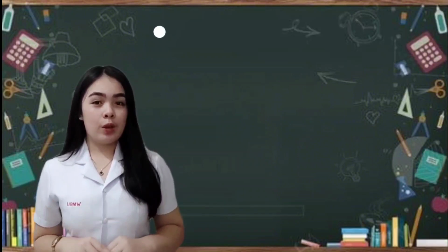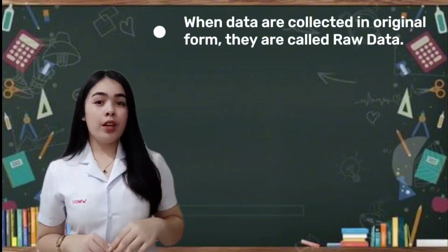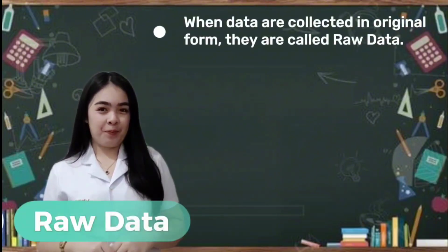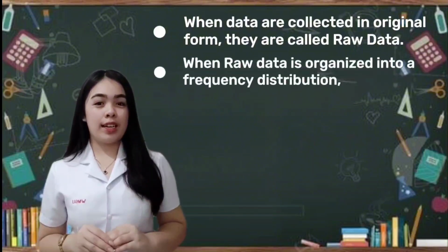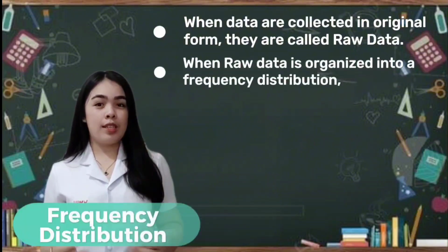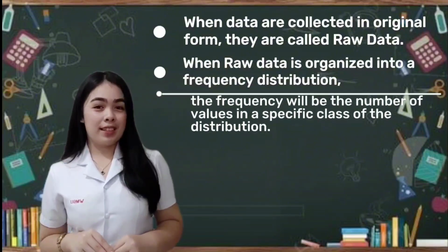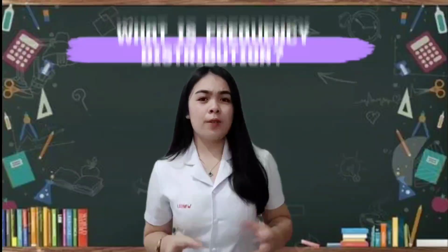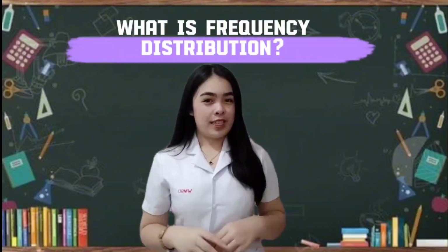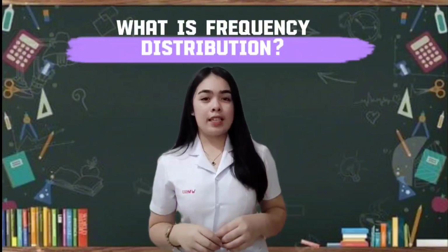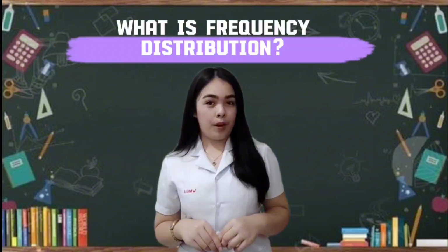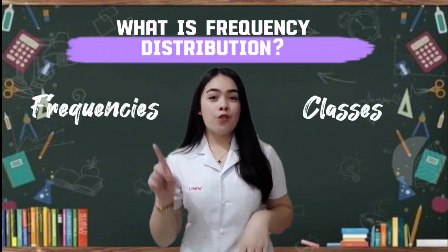When data are collected in original form, they are called raw data. And when the raw data is organized into a frequency distribution, the frequency will be the number of values in a specific class of the distribution. So now, what is a frequency distribution? A frequency distribution is the organizing of raw data in a table form using classes and frequencies.